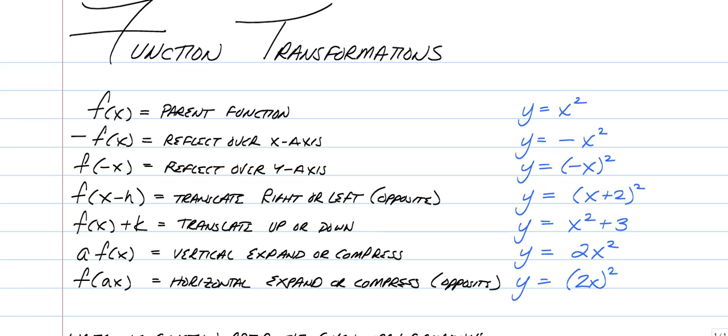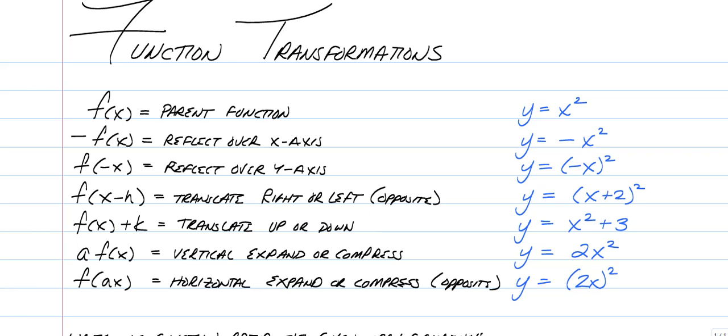When we are translating to the right or to the left, that goes inside the parentheses or inside the square root, whatever the function may be, and it's opposite of what you think. You would think this +2 would mean right, but it actually means left 2. Things inside are opposite of what you think. If we are adding or subtracting at the end of the function, that means we're moving up or down, and that is exactly what you would think. So this +3 would mean you're going up 3.